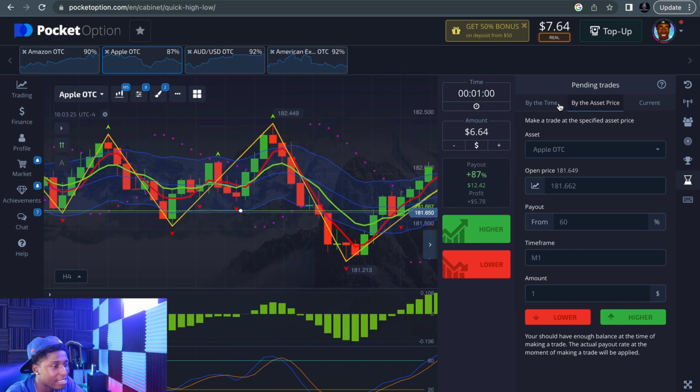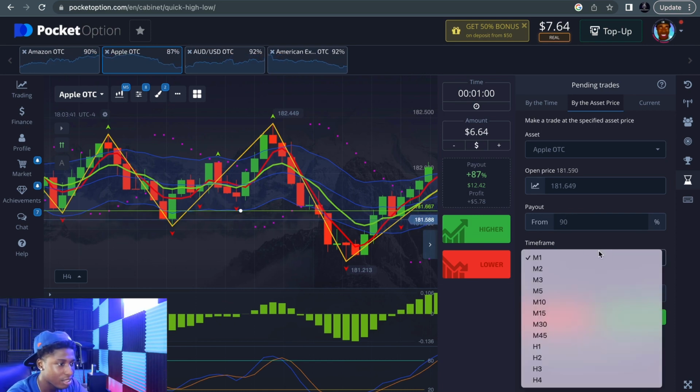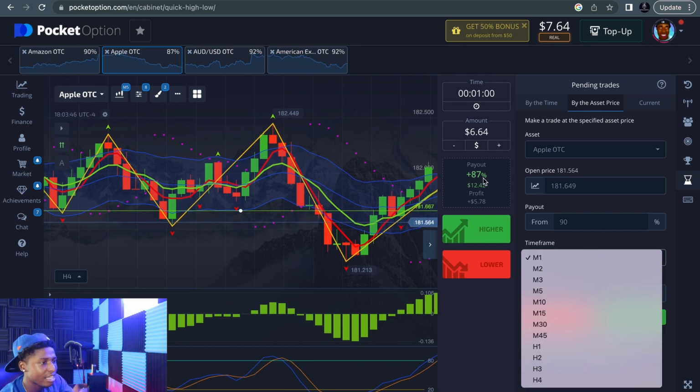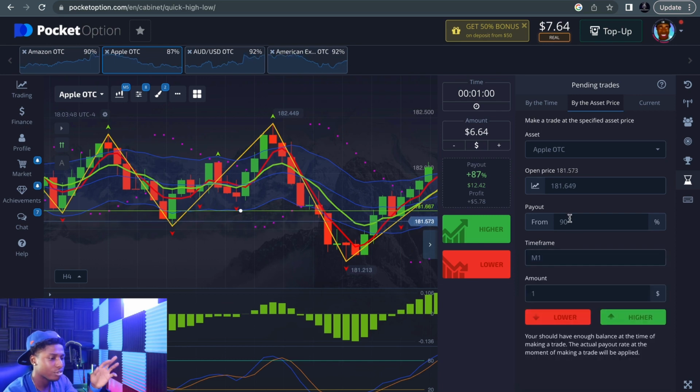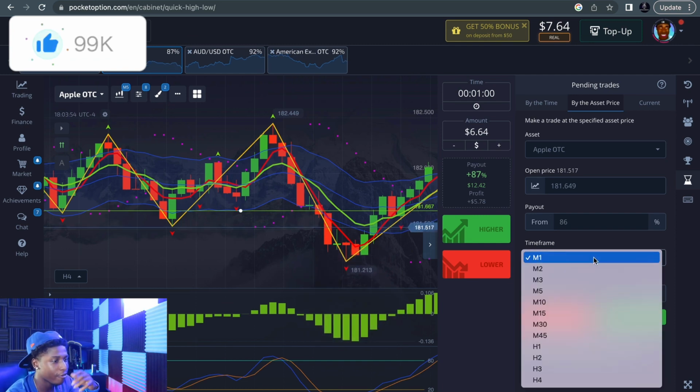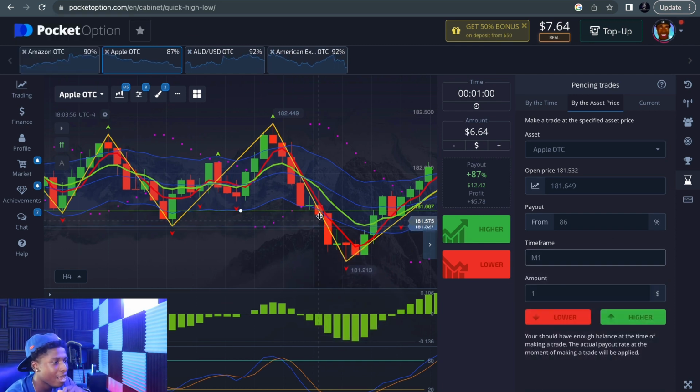You want to make sure you trade by the asset price and not by the time. We will set it at 181. The payout, actually, it's a 60% pay. Wait, what? Payout 90%? Can we do that? Yeah, payout 90%, because we're on 87% right here. So I'm pretty sure our max would have to be 87. But time frame, whatever time frame you want, guys. Right here, I would probably place a 1 minute trade for an amount of $10 or whatever you want to trade with, guys.